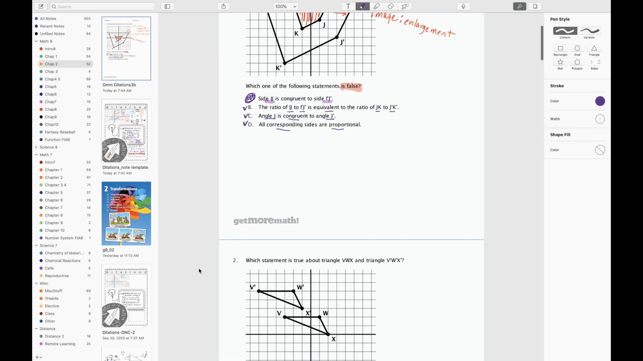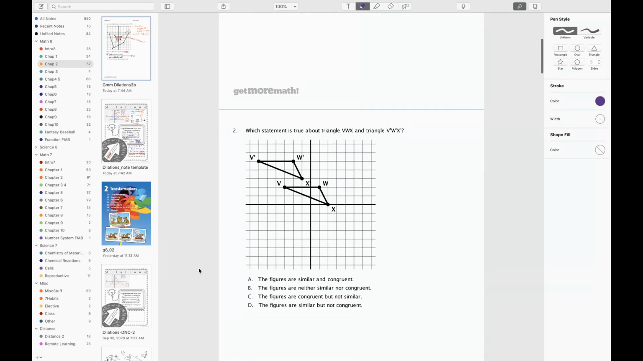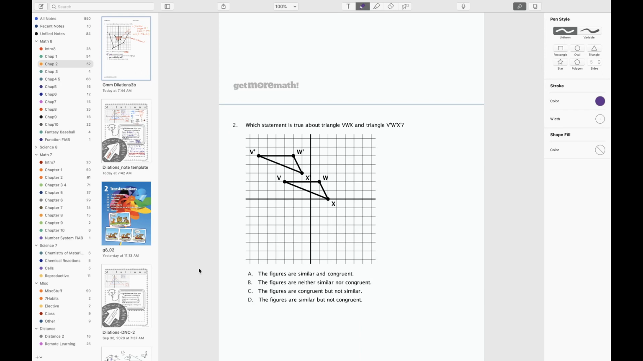Which statement is true about triangle VWX and triangle V prime W prime X prime? They look like they're the same thing. So how do we know that? Okay, so we don't just say, well, they look the same. We count. 1, 2, 3, 4. V prime W prime is 4. VW, 1, 2, 3, 4. That's 4. They're the same thing. Okay, so same shape, same size.